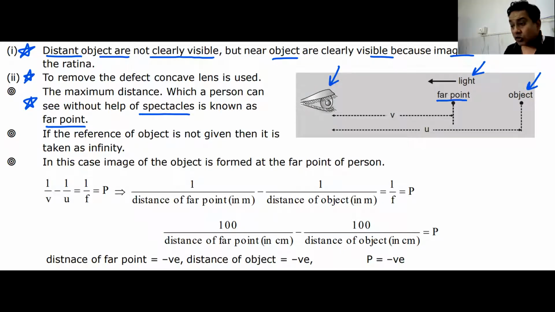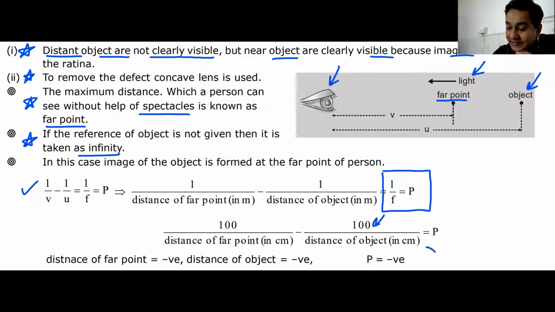Okay. So, if the far point is given to you, it is given to you. If the far point is not given to you, then you will assume that the far point is at infinity. If the reference of the object is not given, which object you can see, which object you cannot see, then you can take it as infinity. And using this formula of lens, we can find the power of the lens. Power of the lens is 1 by focal length in meter, or 100 by focal length in centimeter.